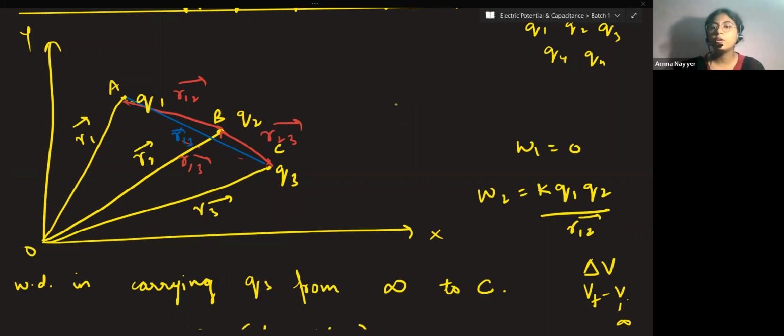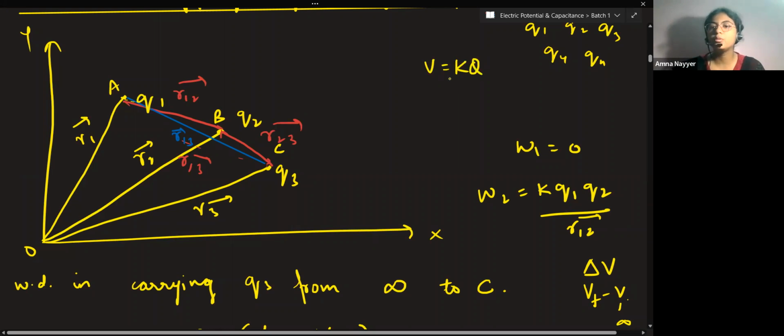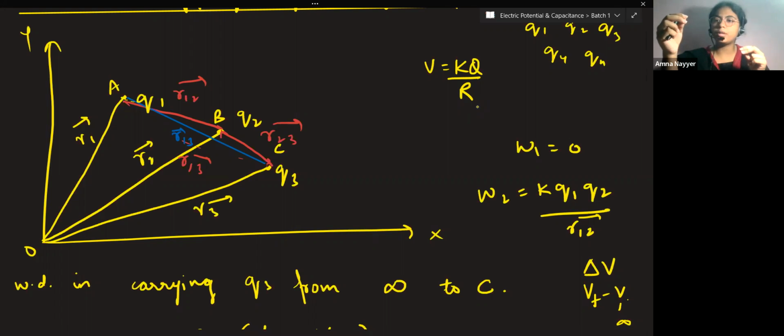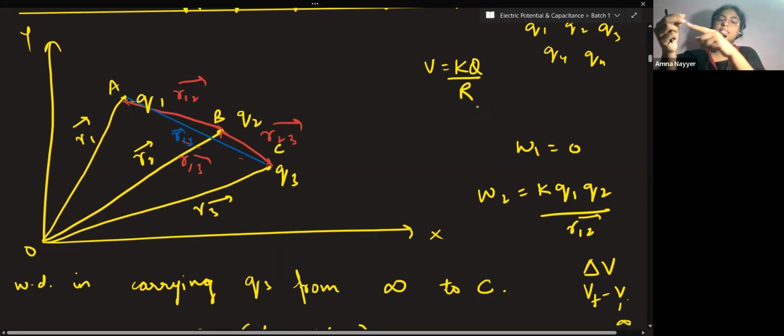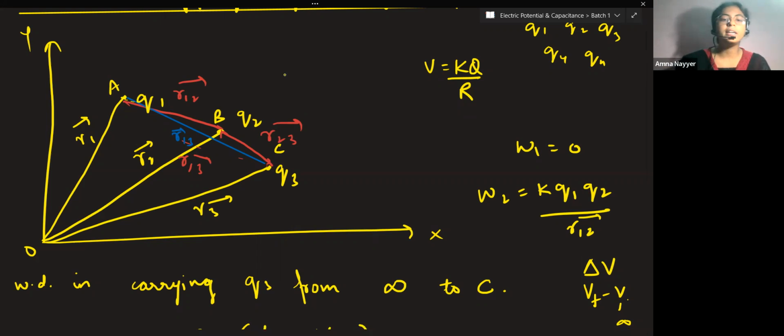See, the general formula for potential is what? KQ divided by R. K is the constant. That will be same for everything. Potential is generated by Q1 now, so it will be K Q1 divided by R. R is the separation of charge to the point that we are calculating the potential. So charge is where? At point A. The point that we are calculating the potential is what? Point C. So the separation between A and C is R13. So it is KQ1 divided by R13.